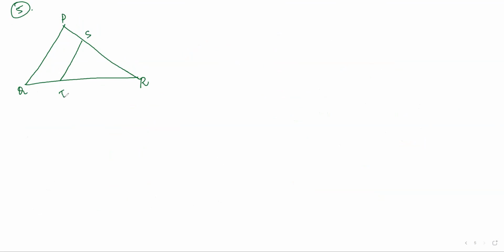Okay, S and T are points on side PR and QR such that angle P is equal to angle RTS. That means this angle P is equal to RTS, this angle, right? So it is given that angle P is equal to angle RTS. To show the triangle RPQ is similar to triangle RTS. Okay, let's do the proof.